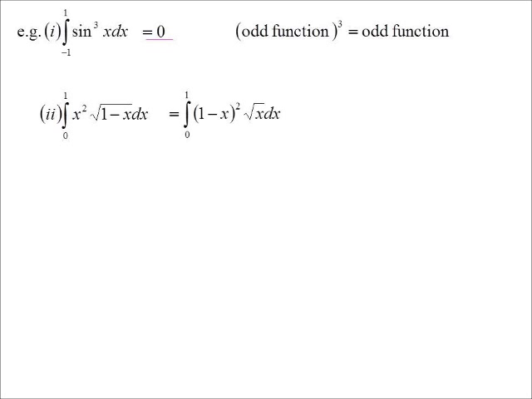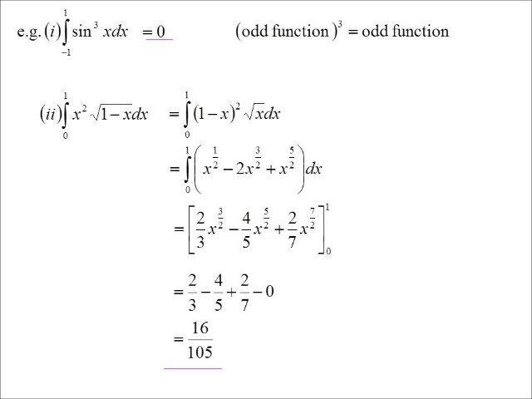But if I change it, everywhere I see an x, I'm going to change it to 1 minus x. Remember, the integral was 0 to a, and we replace it with a minus x. Then it becomes 1 minus x all squared, which I can expand out, times the square root of x, and then I've got something I can just simply add 1 to the power over the power 2. So integrate that, subbing in 1, subbing in 0, we get our answer.